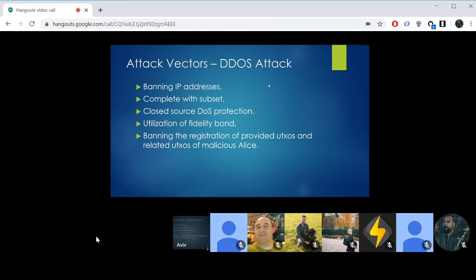Although it's not perfect. So there's also the idea of closed source DOS protection. So maybe you could have everything open sourced, but the DOS protection, you might have it closed source so that it's harder for an attacker to establish the optimal way to attack you, and the attacker has to sort of reverse engineer your prevention. A pretty interesting idea, by Chris Belcher, is the use of fidelity bonds, essentially Bitcoin that you put in escrow that you will lose if you fail to engage in the protocol. This is quite cumbersome. It demands that the round take a lot longer and has been opposed by quite a few individuals. And lastly, we have banning the registration of provided UTXOs and related UTXOs of malicious Alice.